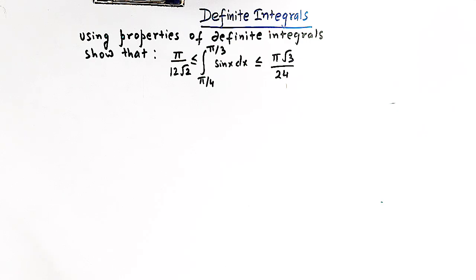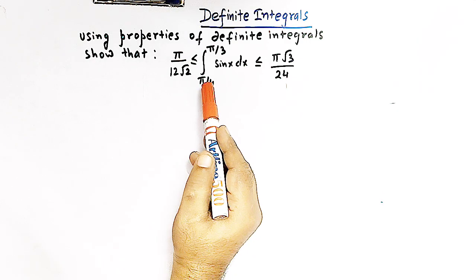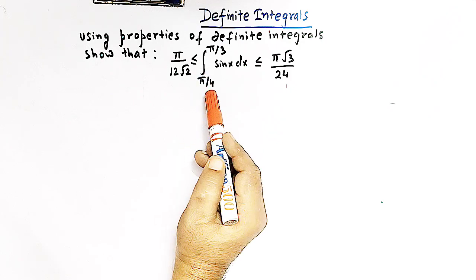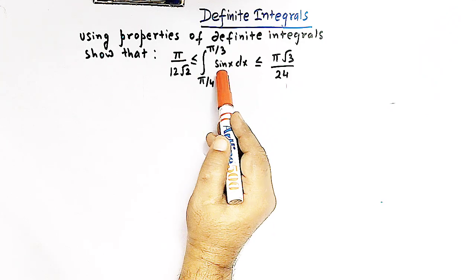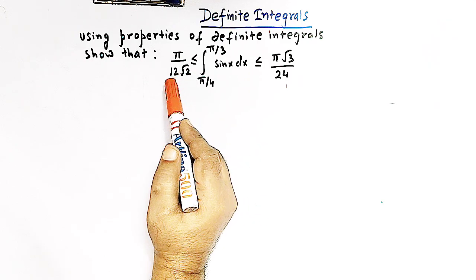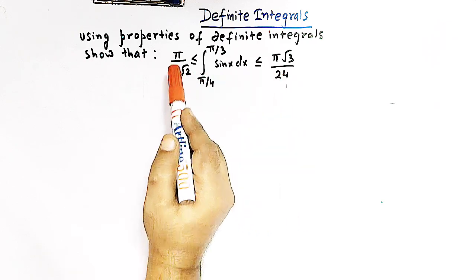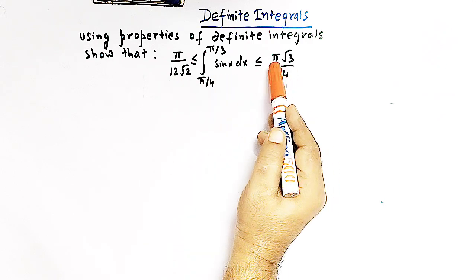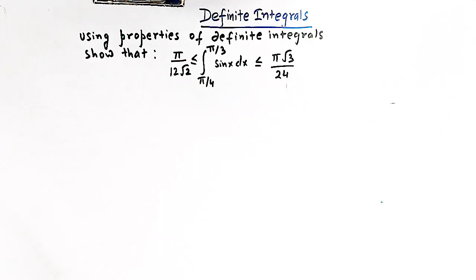So here we have to establish that the value of this integral, that is the integral from pi by 4 to pi by 3 of sine x dx, lies between these two numbers, that is pi over 12 times square root of 2 and pi root 3 divided by 24. So let us see how easily we can establish this integral inequality using an important property of definite integrals.